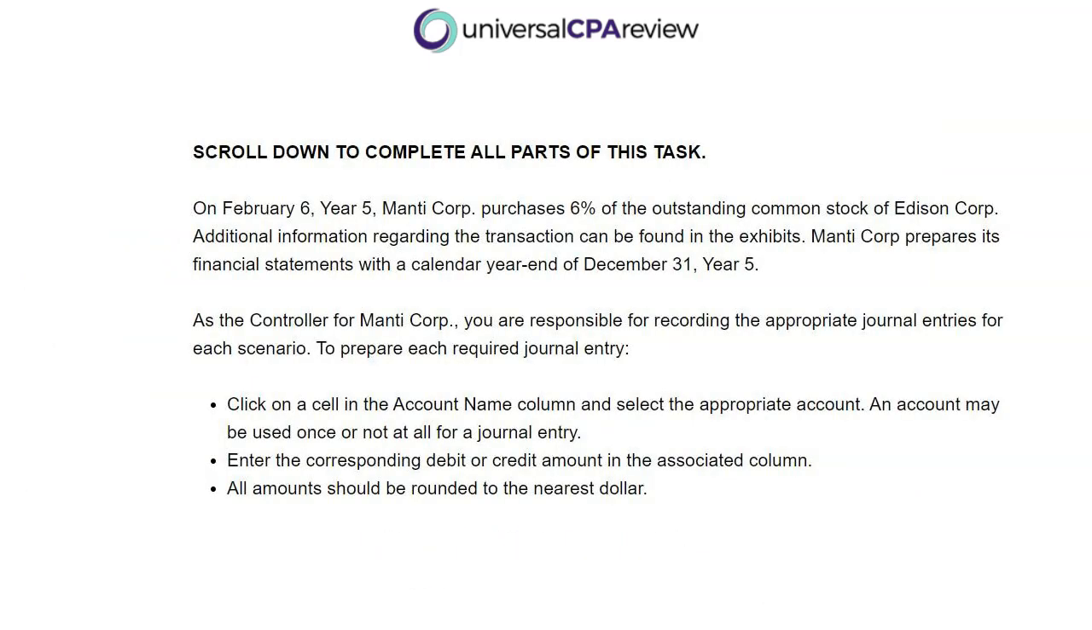So here are the instructions. It says on February 6th, year 5, Manti Corp purchases 6% of the outstanding common stock of Edison Corp. Common stock is a type of equity security. They only own 6%, which really isn't above any significant threshold. We'll read an email later that basically says significant influence does not exist. So that's how we know that we're using the fair value method and not the equity method. Additional information is going to be found in the exhibits. The last thing is that the calendar year end for Manti is December 31st, year 5.